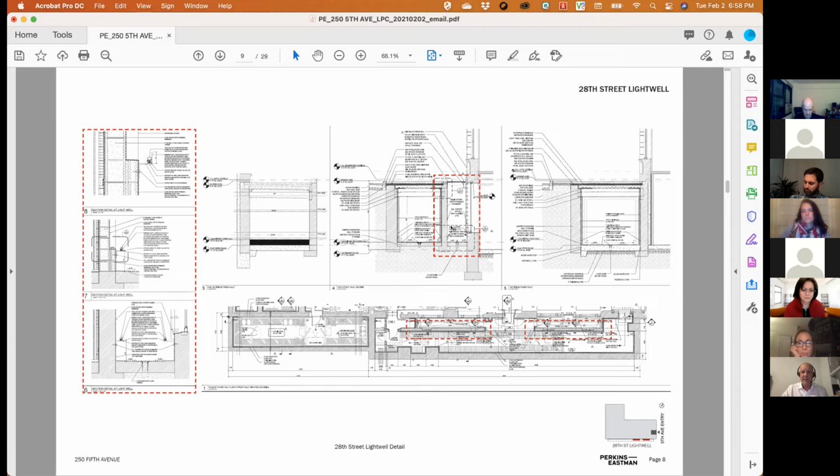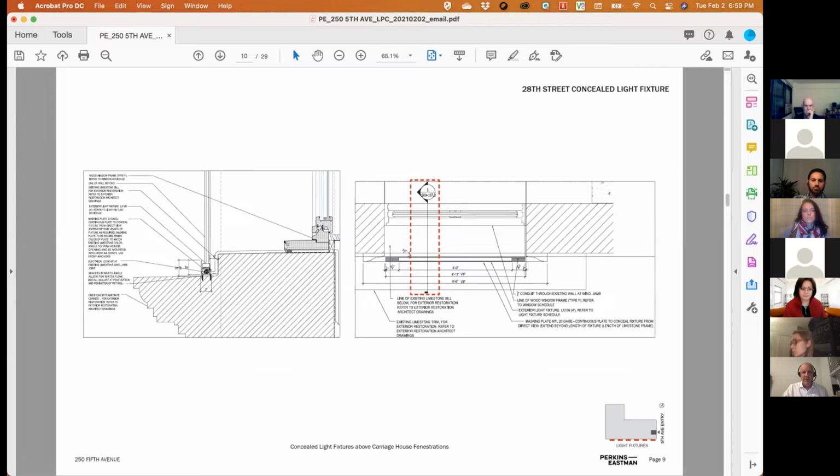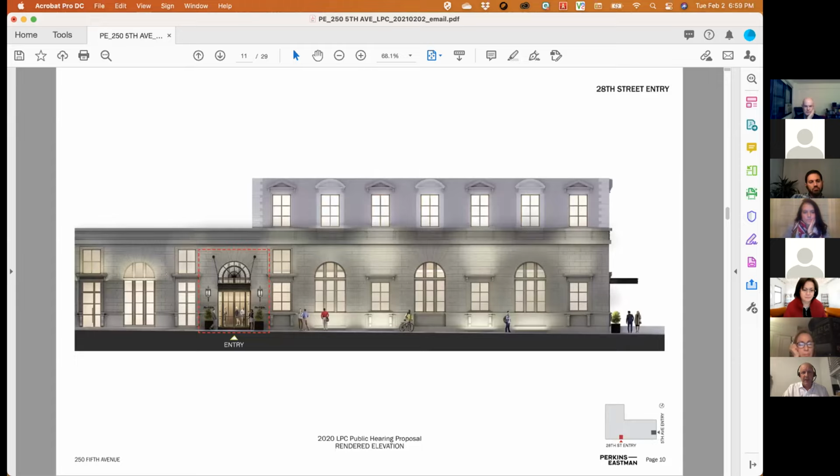The lighting had not been presented before, so Landmarks had asked us to include it with this application. So just a very small glow within the light well, which happens along 28th Street, along each of the windows. And then this just shows some of the details that we're talking about on the windows and the lighting. And then this is a rendered elevation of 28th Street. All of these are restored wood windows, actually brand new wood windows, replicating what was there historically.